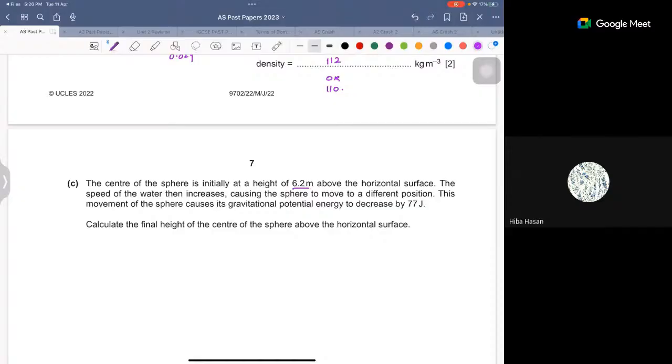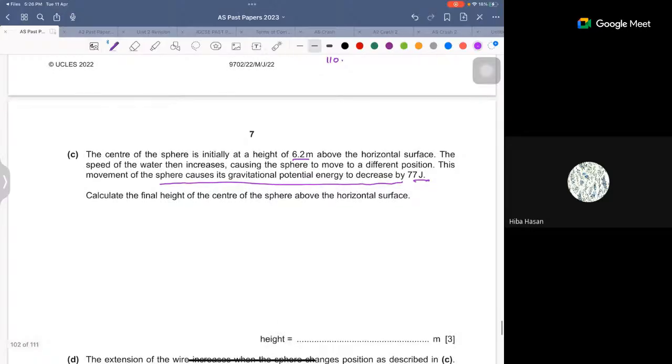Okay. So the center of the sphere is initially at a height of 6.2 above the horizontal surface. The speed of the water then increases, causing the sphere to move to a different position. This movement of the sphere causes the gravitational potential energy to decrease by 77. Calculate the final height of the sphere above the surface bottom. Interesting. I don't think that's very difficult. But let's do it. It's alright.